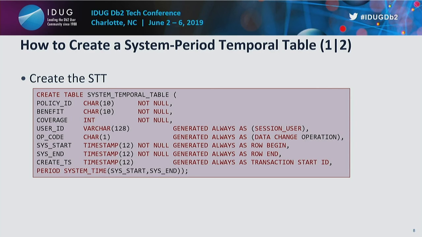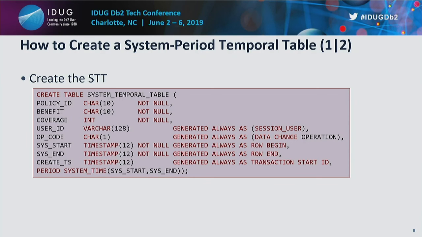This way I know who has made the changes and also what the last operation was. And one of the last things you need to do is to specify your period as your system time with your two timestamp columns, the sysstart and sysend.